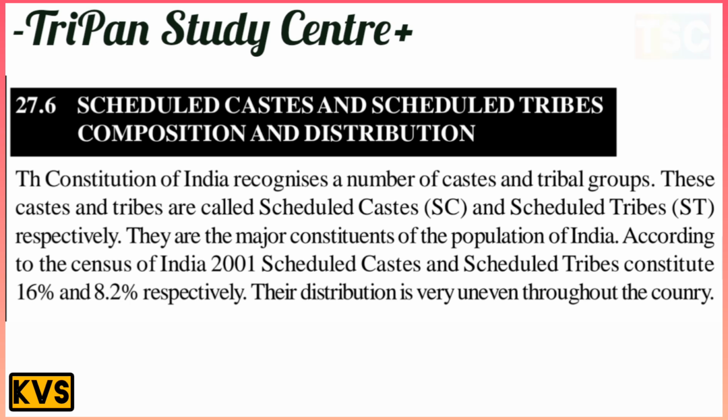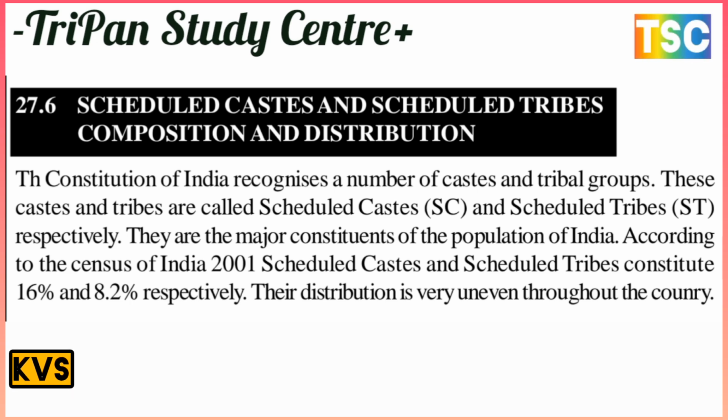According to the Census of India 2001, scheduled castes and scheduled tribes constitute 16% and 8.2% of the population respectively. Their distribution is very uneven throughout the country.